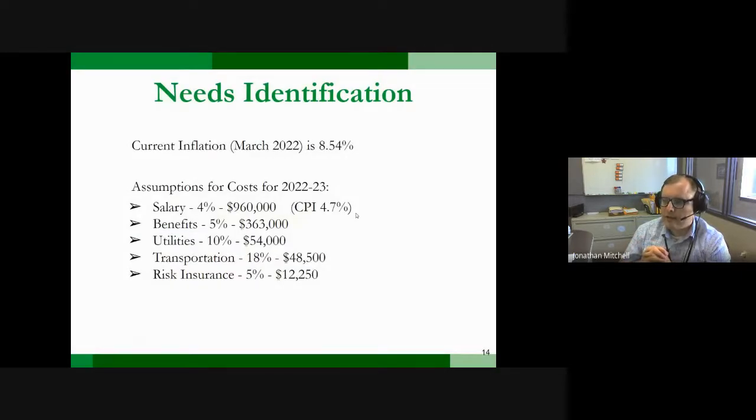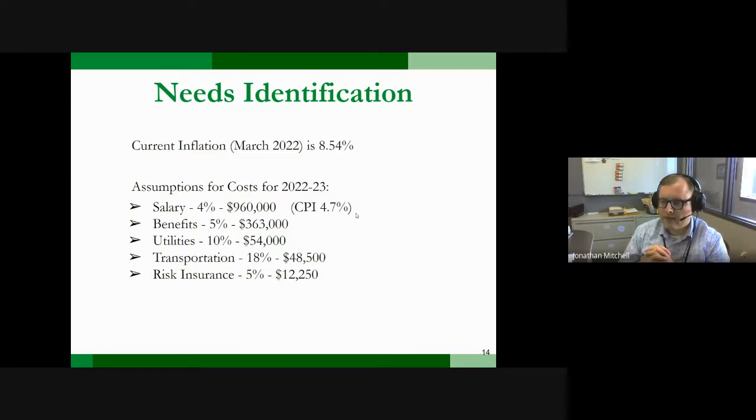Then for needs identification, the district reviews the current inflationary figure, which as of March of '22 was at a 40-year high of 8.5%. And as we look at that 8.5% figure, we understand that there are components that will impact us as we look at salary and benefits, utilities, transportation, and our risk insurances. Those are all areas that are going to be impacted through inflation.